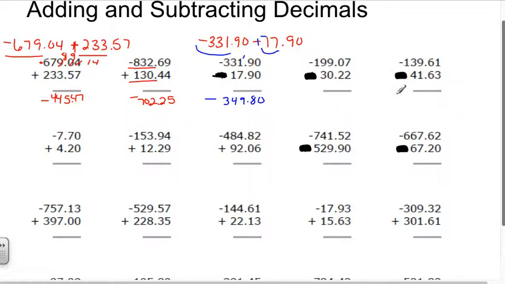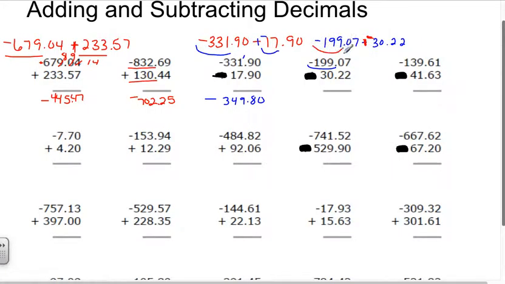That's going to be the same for all of these. This is negative 199 and 7/100 minus 30 and 22/100. All I have to do is add the opposite. Oh, I thought that would stay. I apologize. All I have to do is add the opposite.